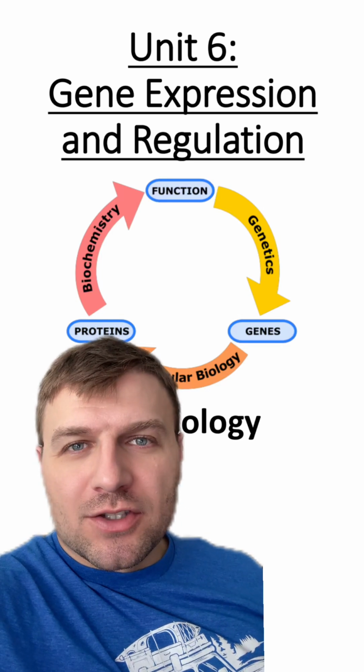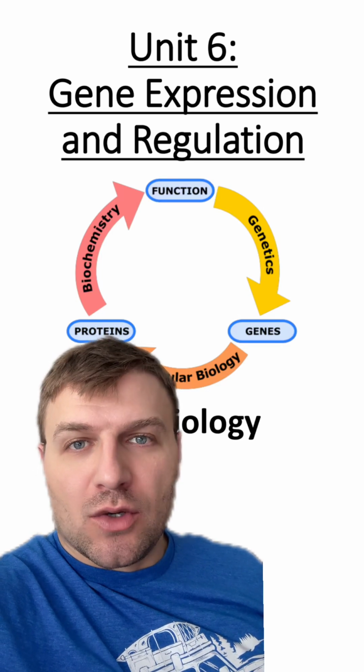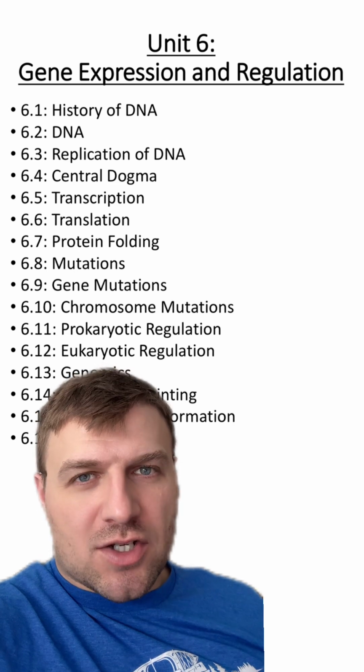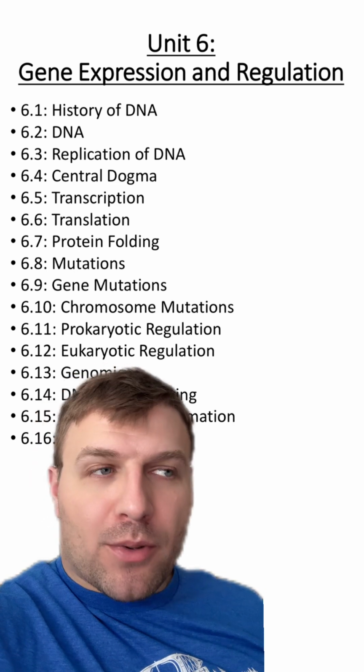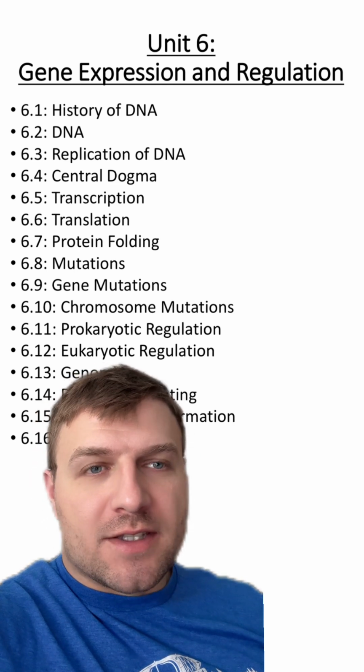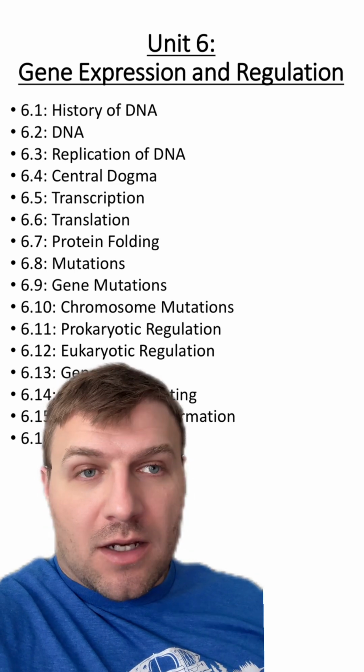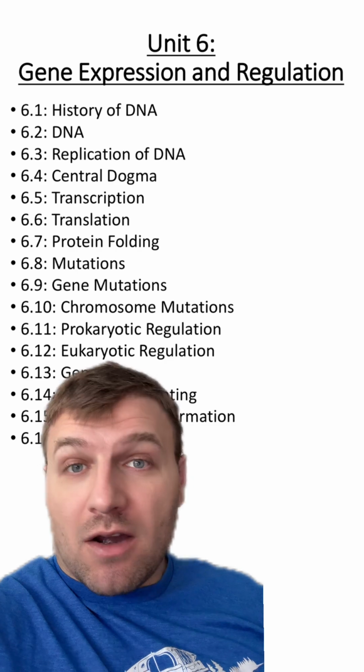Hello, AP Biology students. We're going to go over the 12th section in Unit 6. In this section, we're going to cover something called eukaryotic regulation. Remember, we just got done talking about prokaryotic regulation. That is what we see typically in bacteria. Now we're going to talk about what we see in eukaryotic cells, or cells like our cells.